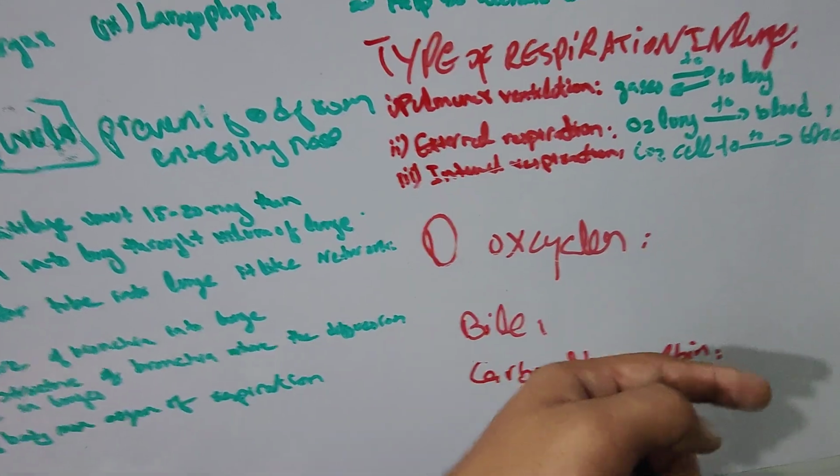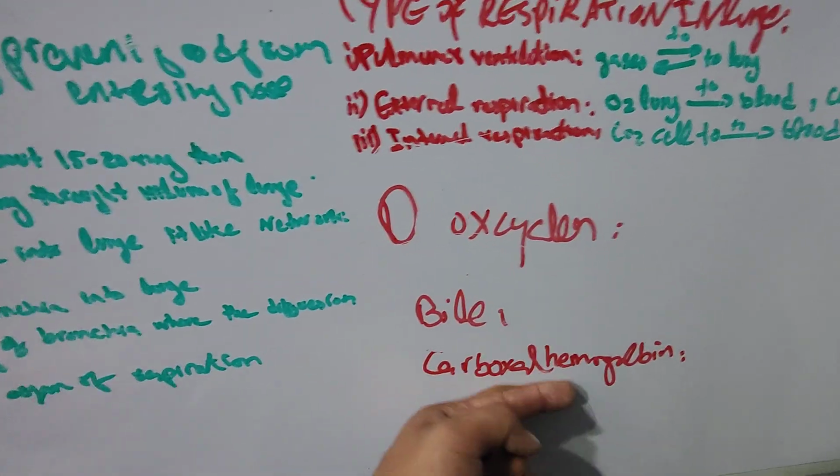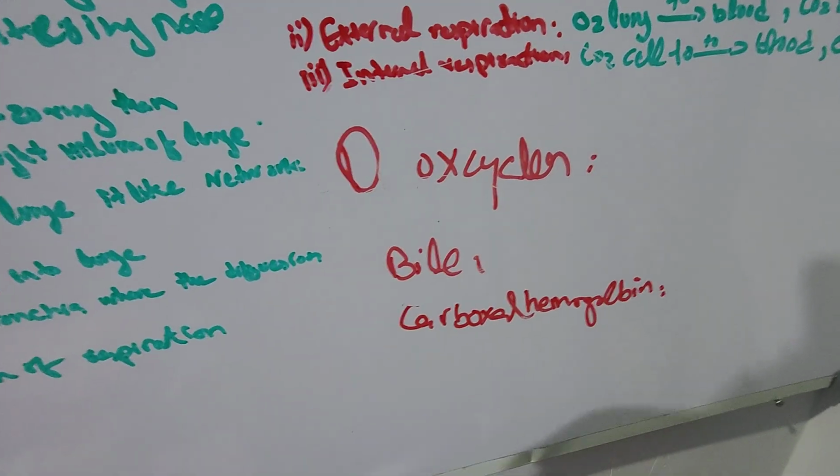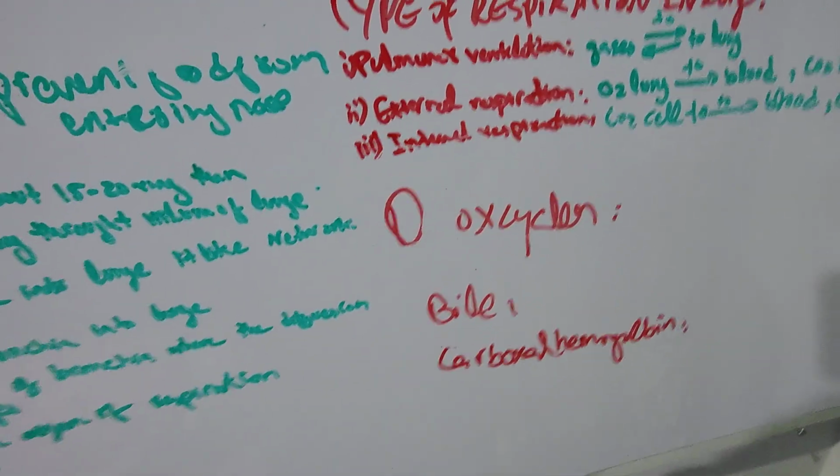Bile is not a hormone, it's just a secretion by the lung, and it's not acidic, it's a basic secretion. Then we have carboxyhemoglobin. When carbon dioxide binds with hemoglobin, that causes carboxyhemoglobin.